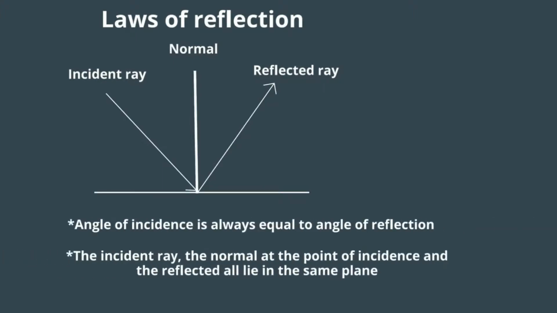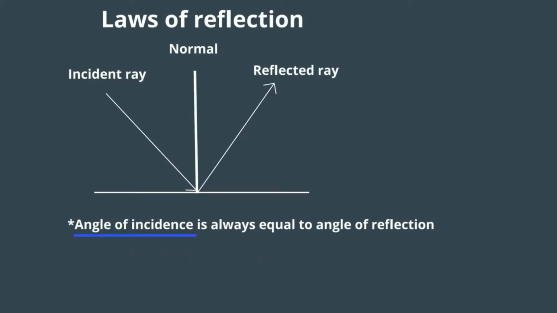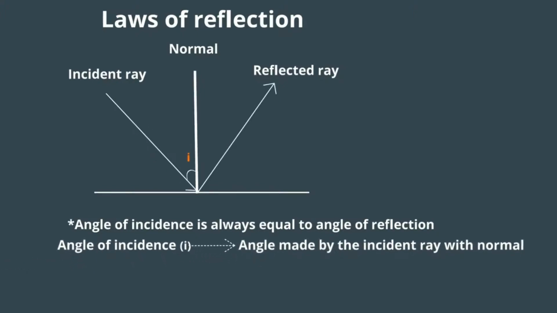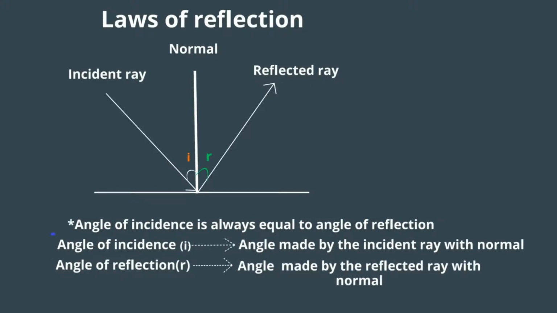Here are the two laws of reflection that any light ray obeys. To understand the first one, we need to understand the angle of incidence and angle of reflection. The angle of incidence is the angle made by the incident ray with the normal. It is denoted by I. The angle of reflection is the angle made by the reflected ray with the normal and is denoted by R. So our first law is that the angle of incidence is always equal to the angle of reflection. That is, I is equal to R.